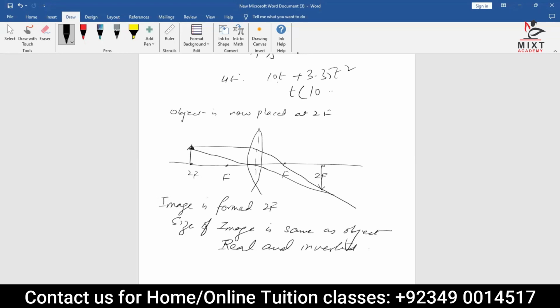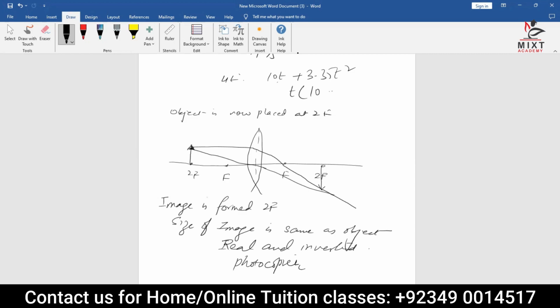By the way, what is the practical case of this scenario? Yes, guys, practical case. Which equipment or device uses this case? Projector. Projector gives you a big image. Any particular object or optical instrument which gives you the same image size as the object size?